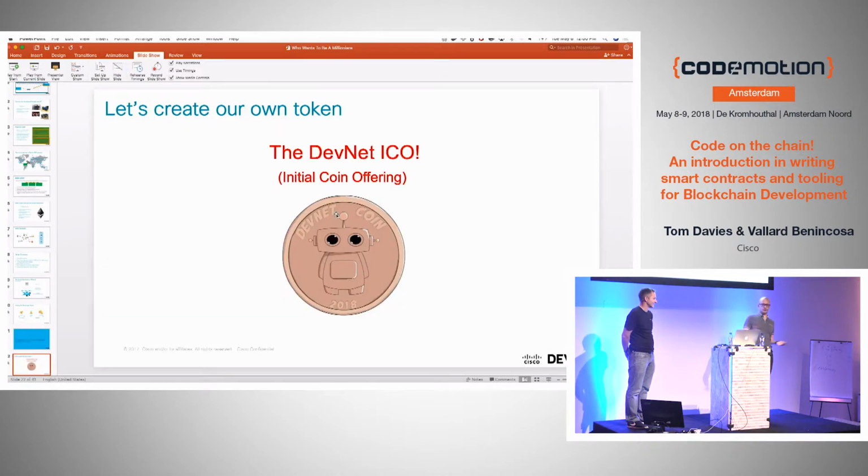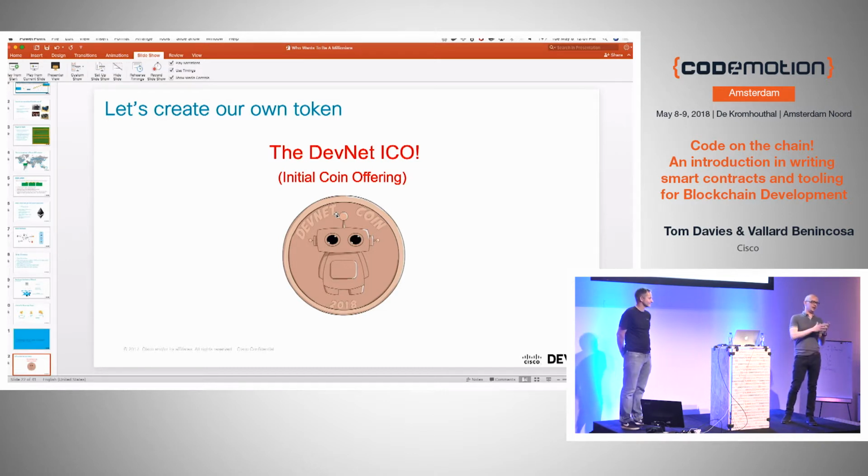So what we're going to do is create our own token, and it's going to be the DevNet ICO. The ICO is an initial coin offering, basically. It's a way that companies do A-round funding in the crypto world, effectively. If I want to get some money off a crowdfunder, basically, I will offer you something back, a token, should you buy something from me.